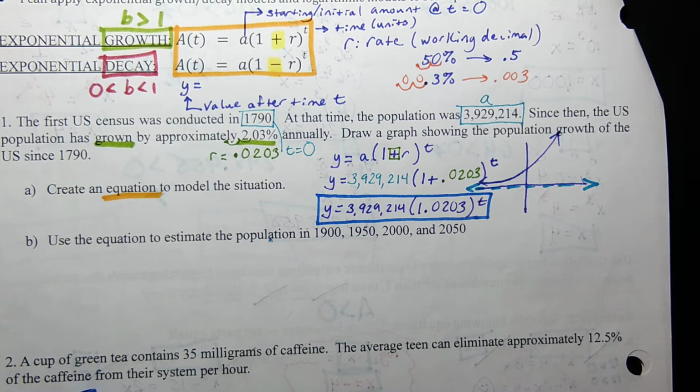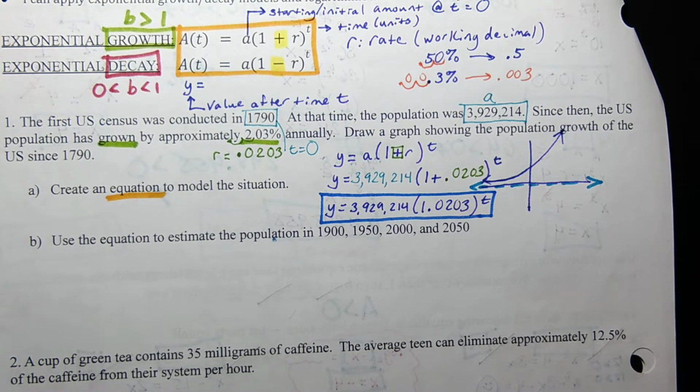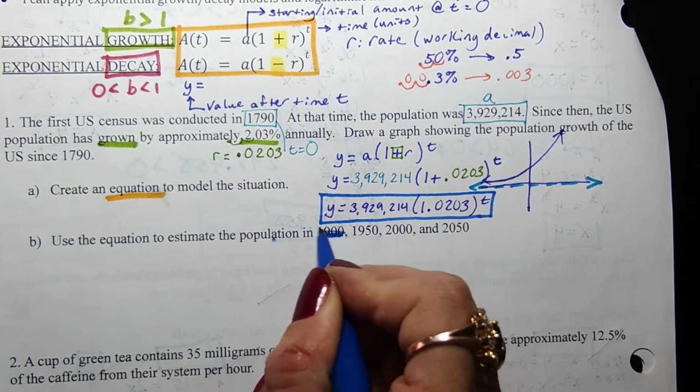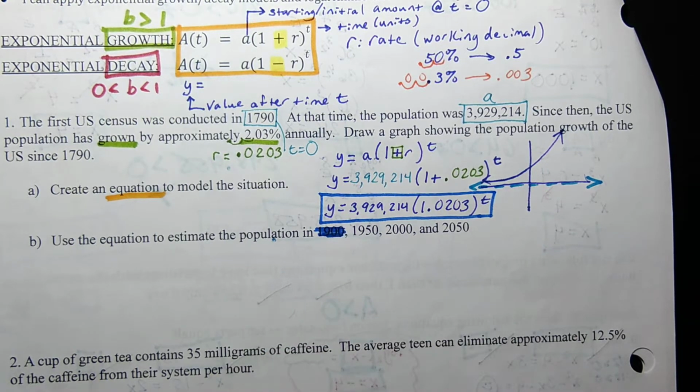I know we don't love word problems, but compared to what we've been doing with logs, this is a bit more straightforward. The only thing that's a little bit tricky is just knowing which equation to use and figuring out what your units are, especially in the context of time. So folks, we're going to move on to problem B, and it says use the equation to estimate the population in 1950, 2000, and 2050.